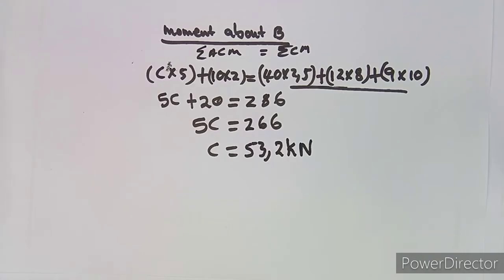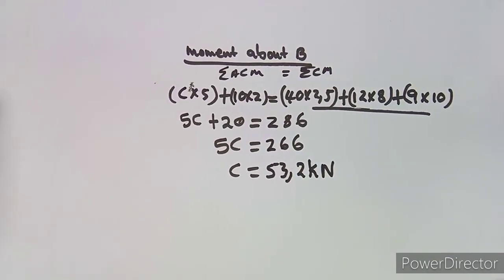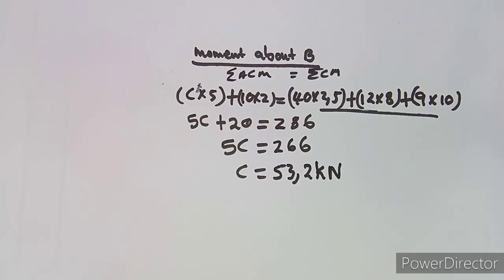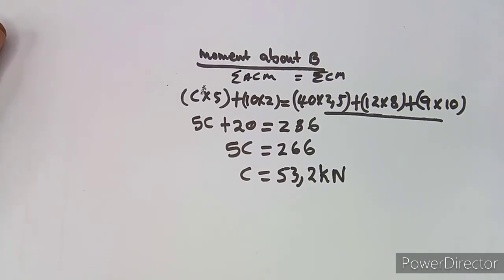Okay, so take note about this part here. We are going to have 53,2 kilonewton, which is when taking the moments about what? About B. So take note, the part that we are given is we have to use these supports.